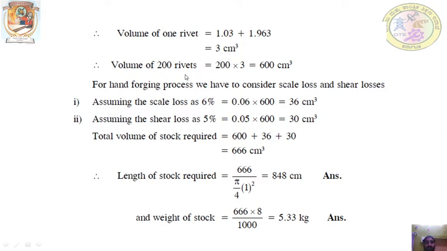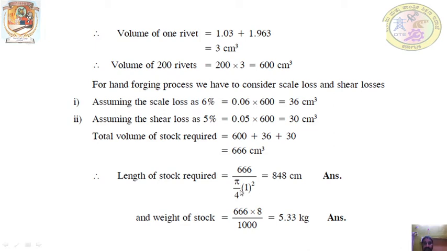So the volume of 200 such rivets is 600 centimeter cube. Still, we have not added the losses. Considering the various losses, assuming scale loss as 6%, 6% of 600 is 36 centimeter cube. Assuming shear loss as 5% of the volume, 0.05 times 600 is 30 centimeter cube. The total volume of the stock required is 600 plus 36 scale loss and 30 shear loss. So 666 centimeter cube of total volume is required for preparing 200 rivets.